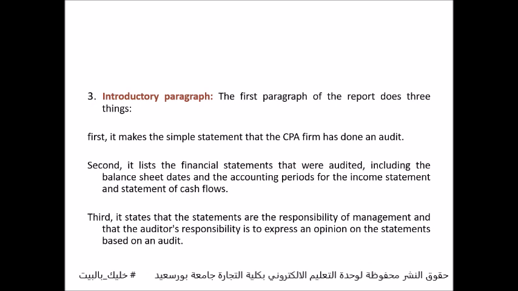So, in the introductory paragraph, 3 things will be mentioned. First, a simple statement that the CPA firm has done an audit. Second, the financial statements that were audited. Third, the responsibility of the management and the auditor's responsibility.